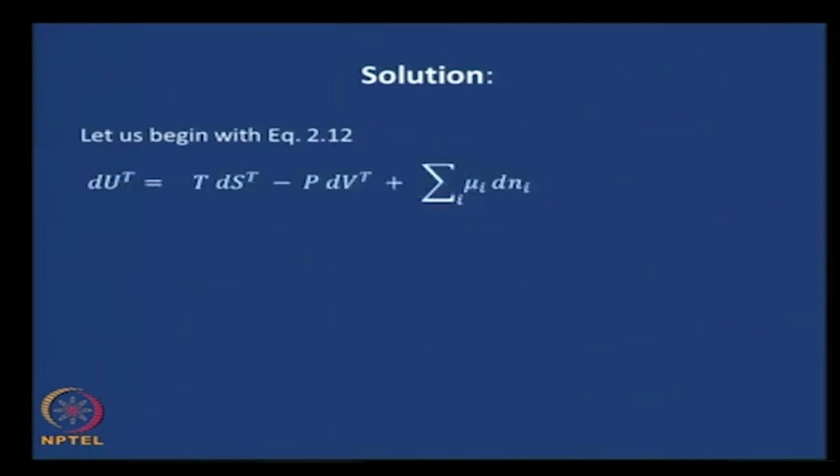Let us look at a part of the solution now. To do this, you know that we are looking for dou Ut dou Vt. Let us begin with equation 2.12, because this has the relationship for dUt, and these would be dou Ut variation. We know that dUt equals T dSt minus P dVt plus sum over all components i of mu i dni.